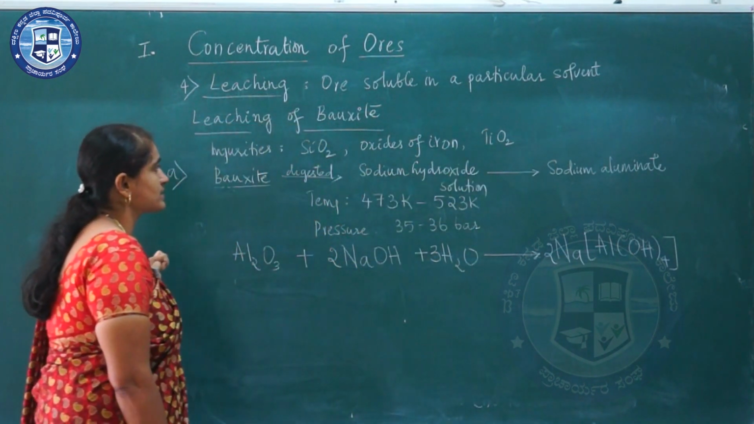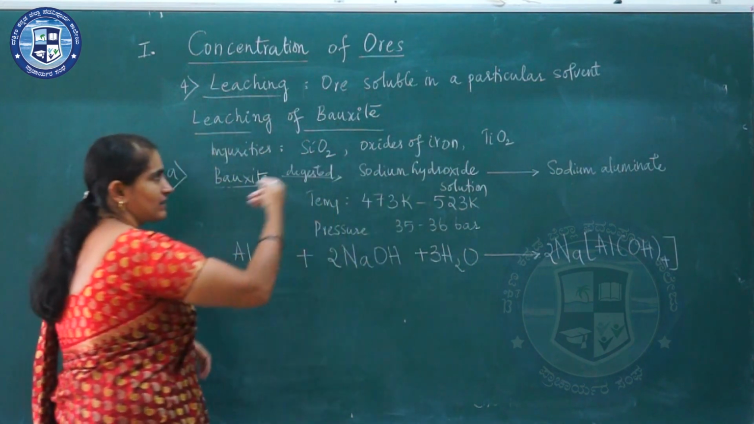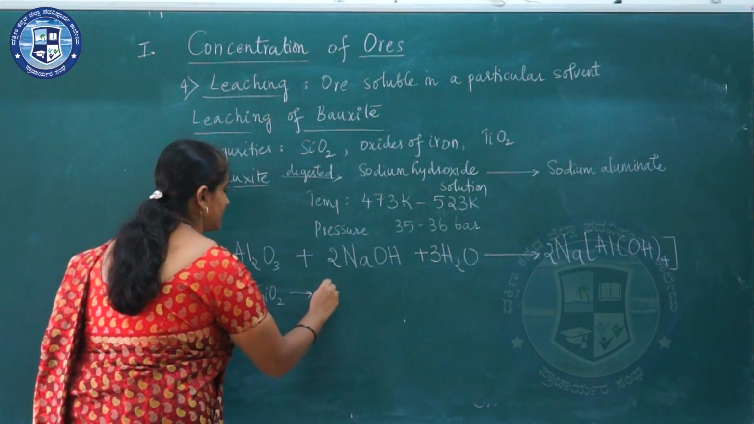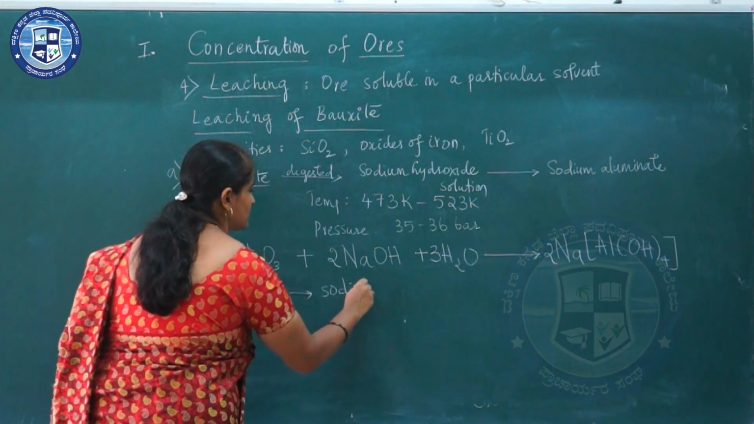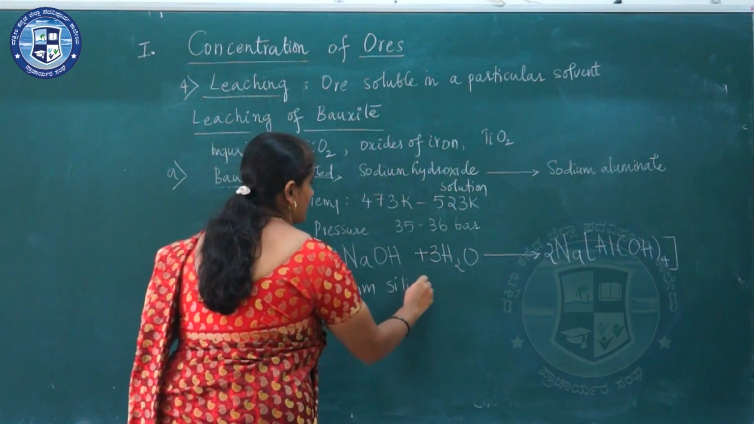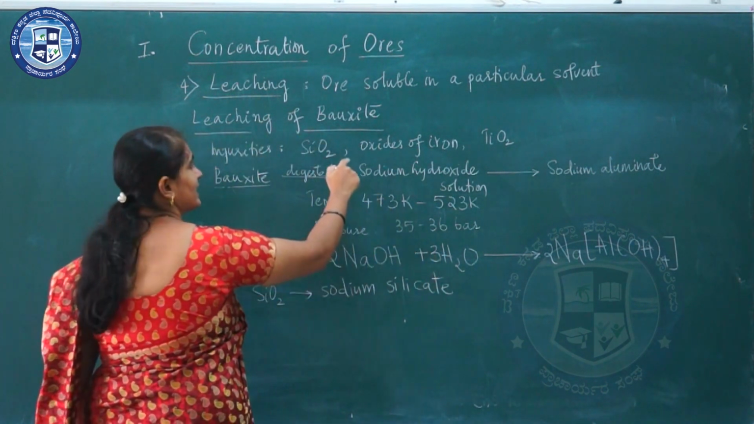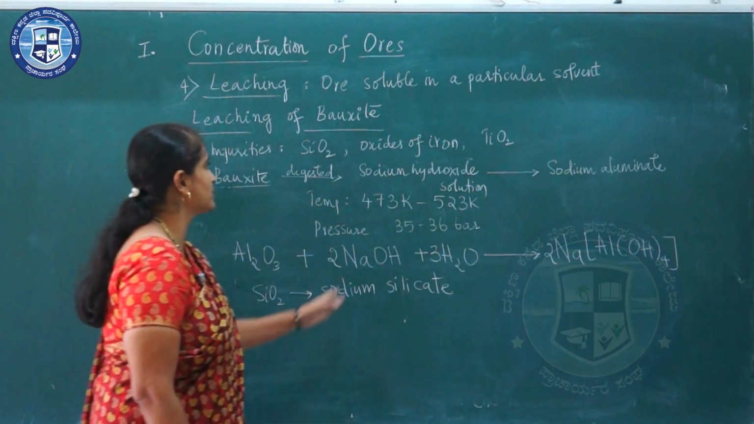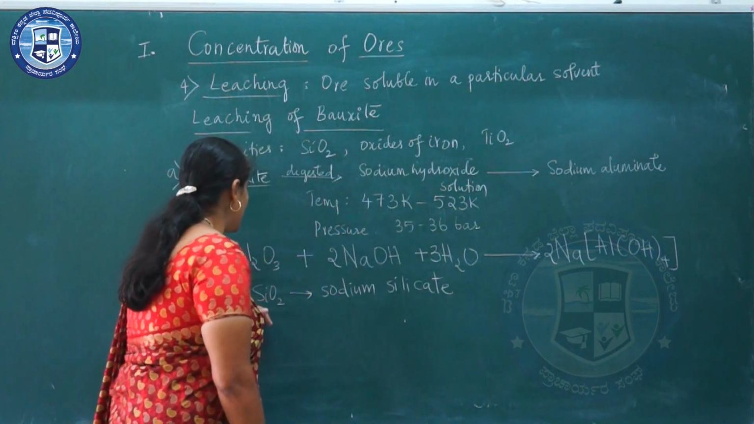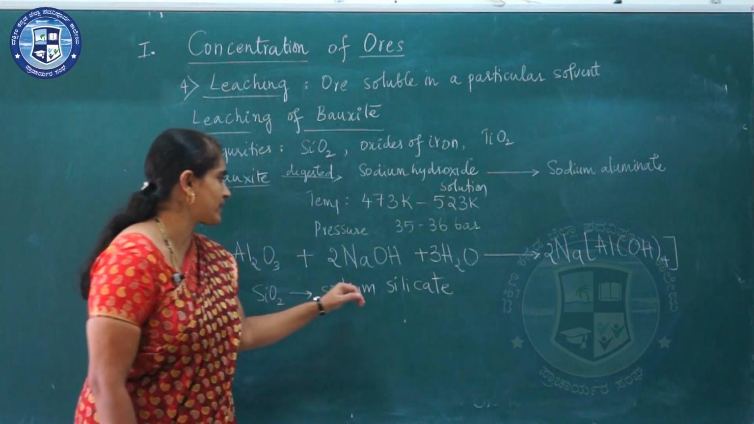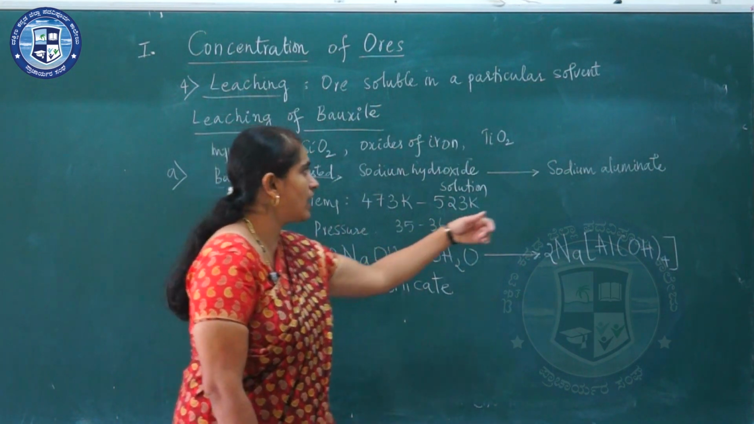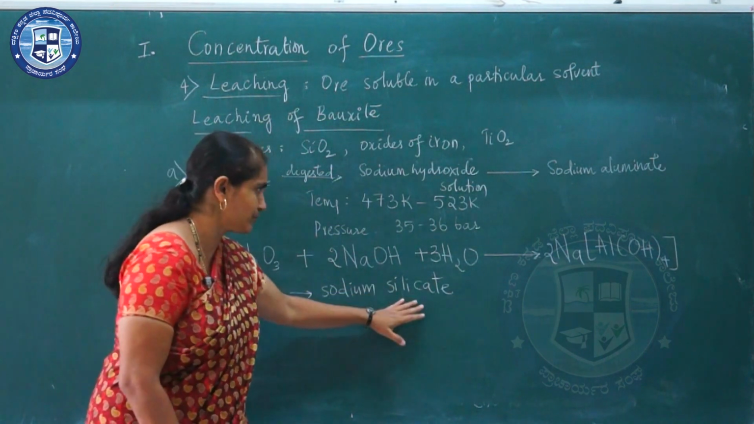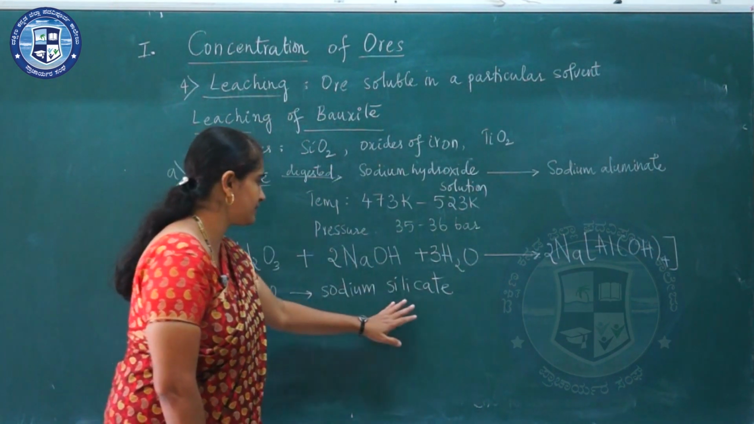Now what happens to these impurities? We want that also, right? SiO2, whatever silica is there, gets converted to sodium silicate, while the rest do not react with sodium hydroxide and they are removed. Only the silica is left, present as sodium silicate. Now along with sodium aluminate, I also have a few amounts of sodium silicate. So I have to remove this now. So I have ended with the first step.